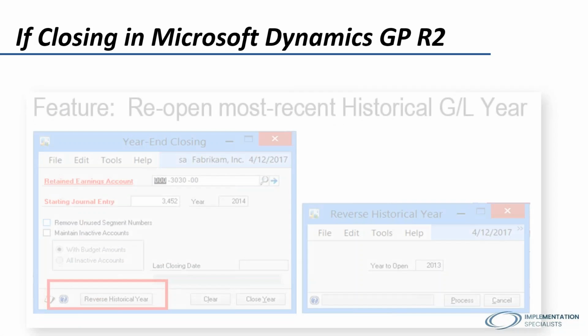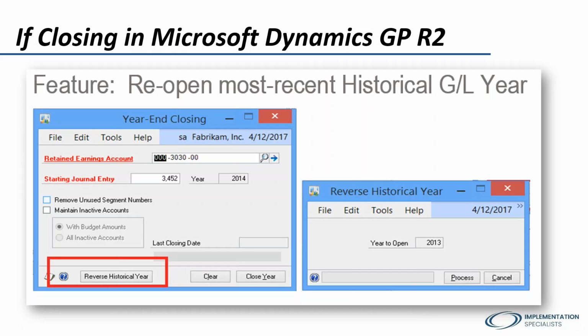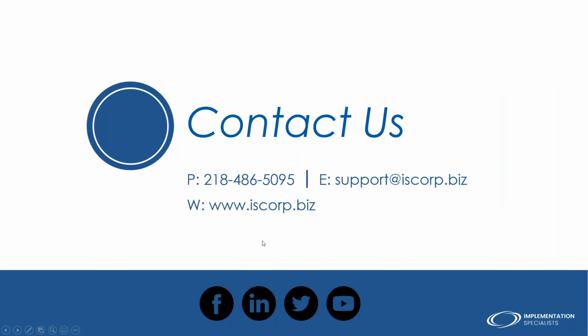All right, if you're closing in Dynamics GP R2, you do have that option to reverse the historical year. That's in GP 2015 R2 for sure. I thought it was in GP 2013, but it is in R2. So you do have that option if you have to post back further than 1 year.